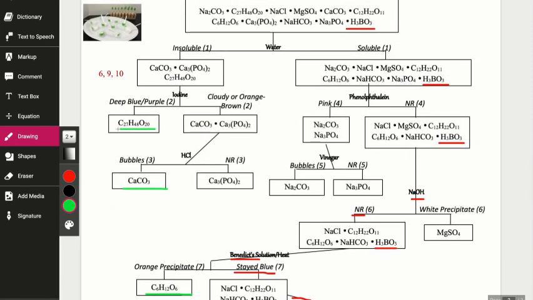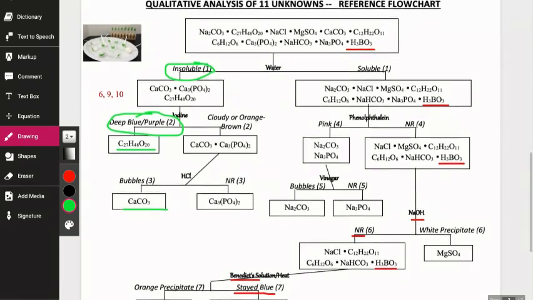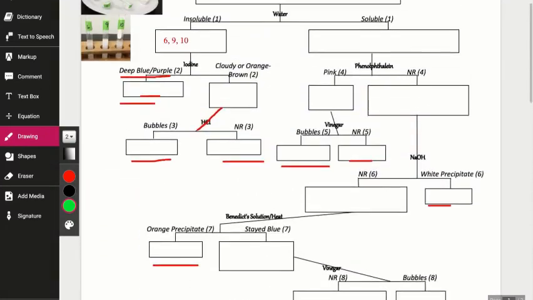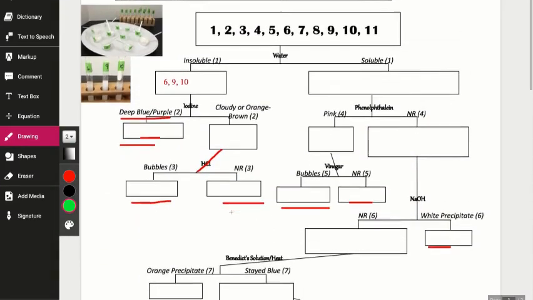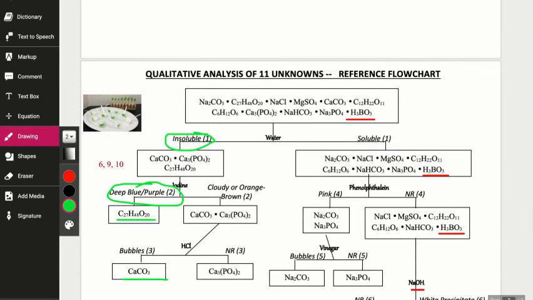Back up here, this is the only one that's insoluble, and it contains starch, which makes it turn the deep blue color with iodine. It's the only substance out of those 11 that has that combination of properties. So that's what you're going to be doing. You're going to be running tests and trying to find out, based on your results, what properties different substances have and what their identity is. All right, good luck.